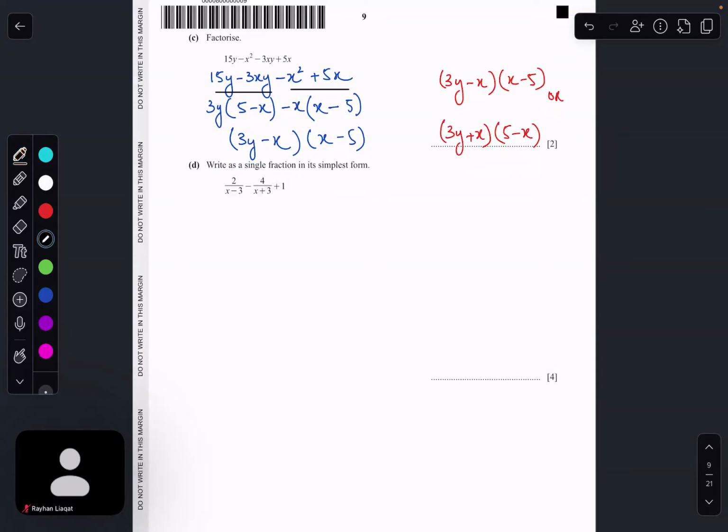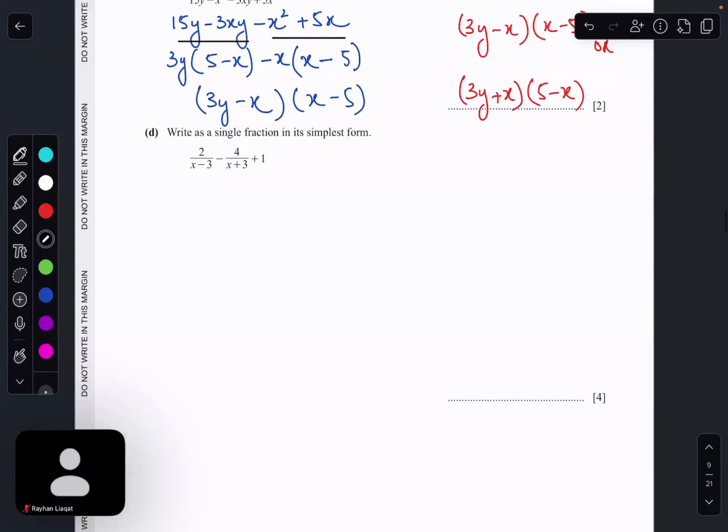Now, write as a single fraction in the simplest form. So we have to make the denominator same. To make the denominator same, I have to multiply. The common denominator over here should be x minus 3 and x plus 3. To achieve that, I have to multiply the first fraction over here with x plus 3. So I have to multiply the numerator with x plus 3 as well. So we get 2 times x plus 3.